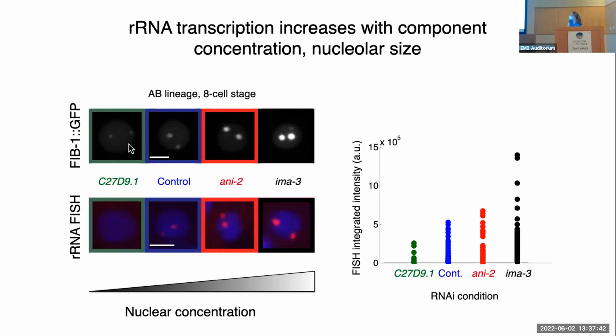In this case, small nuclei with small nucleoli don't transcribe very much. And when we increase the concentration of nucleolar components, we get large nucleoli and a lot more transcription out. So here we have a direct apples to apples comparison: if we increase the size of the nucleolus, then we can get more transcription.